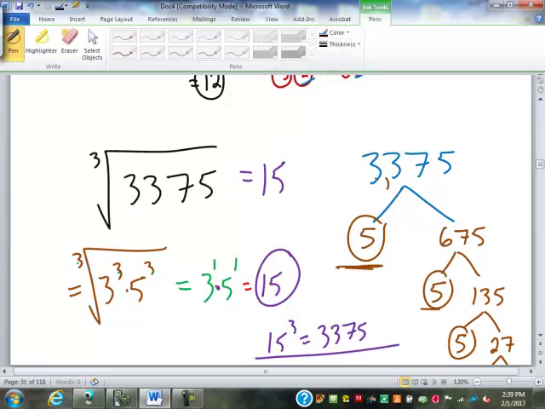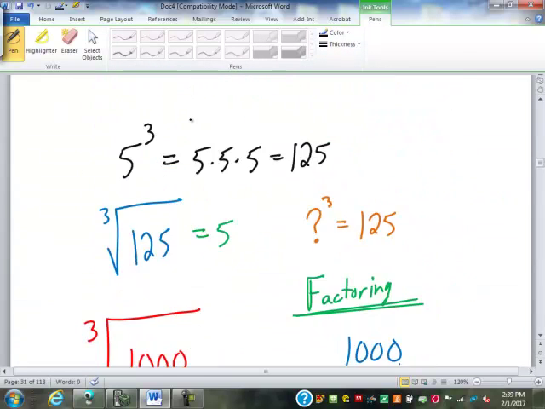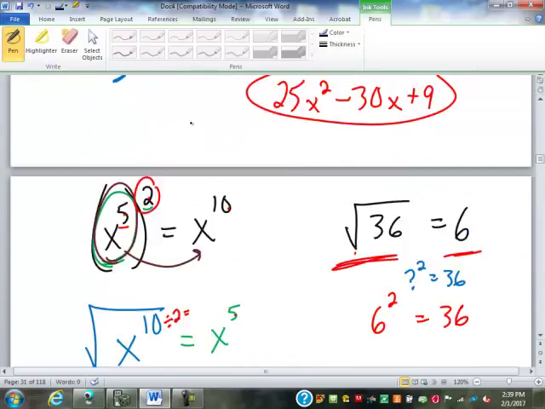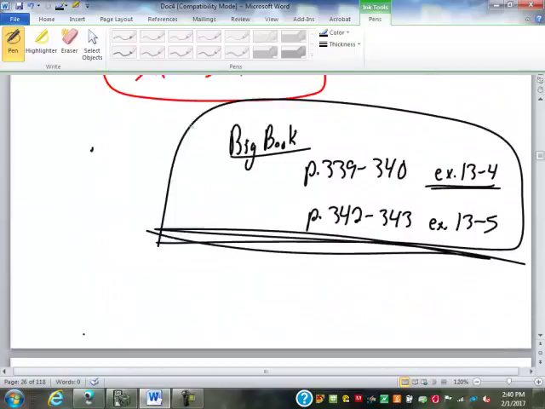3,375. All right, so what I want to do right now, we have about 5 or 6 minutes left till your break. I want you guys in your big book to start working on these pages here. If you guys can work quietly for the next 5 or 6 minutes, we'll let you work right up until break, and then we'll take our break.